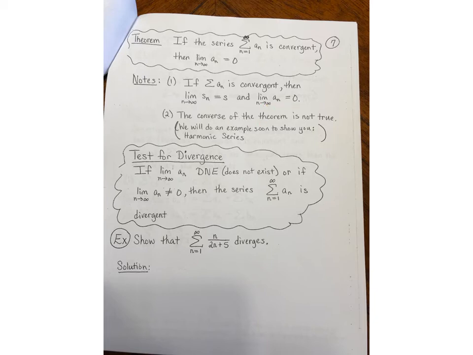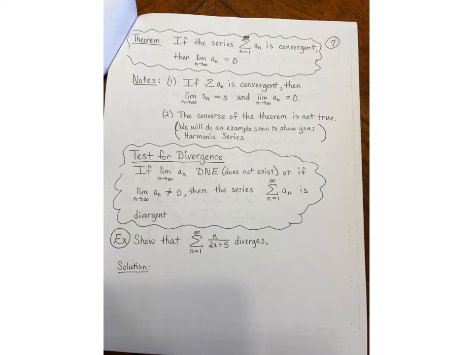The converse of this theorem is not true. In other words, if the limit of a sub n as n approaches infinity equals 0, then we cannot conclude that the series is convergent. That's what 2 says. Now, a test for divergence, which follows from the theorem above, says that if the limit of a sub n as n approaches infinity does not exist, or if the limit of a sub n as n approaches infinity is not 0, then the series is divergent. This is an excellent thing to remember, and you will need to know how to apply it as well.